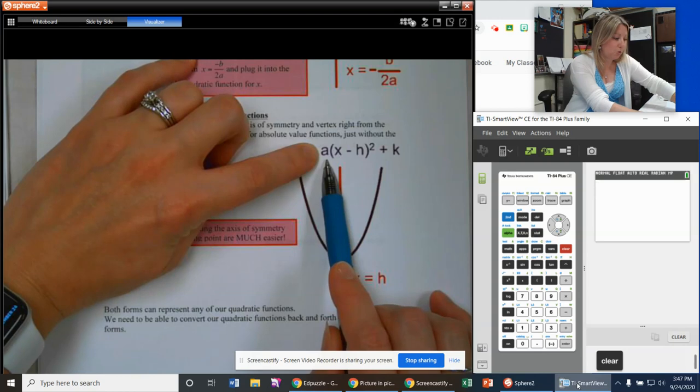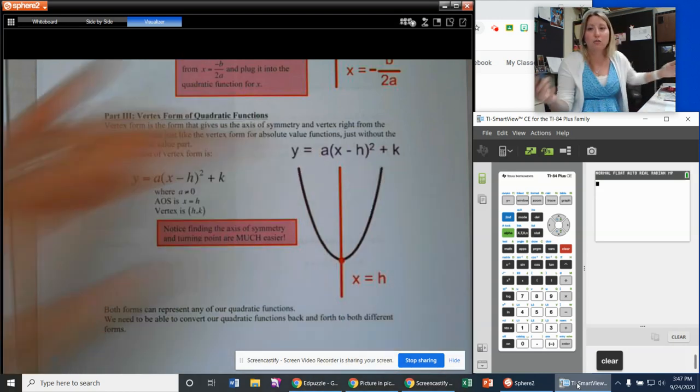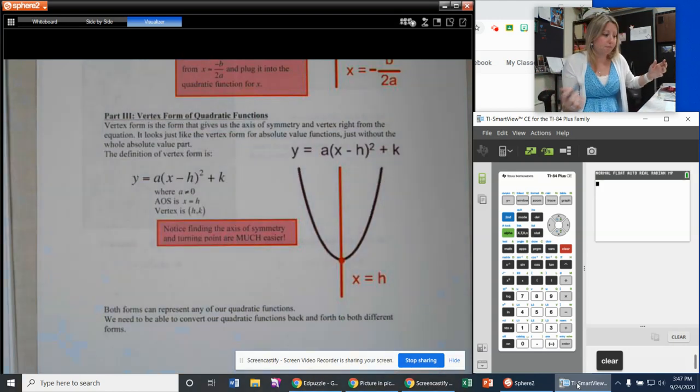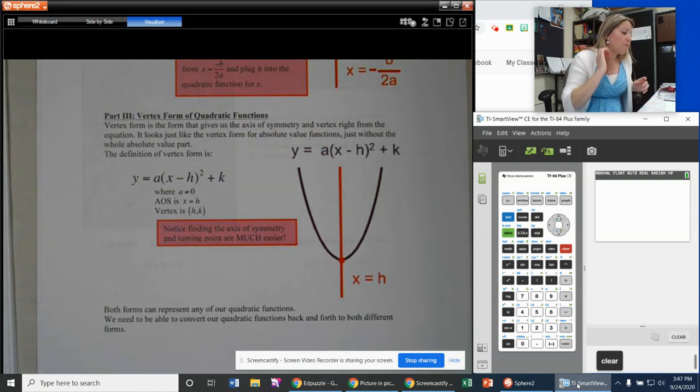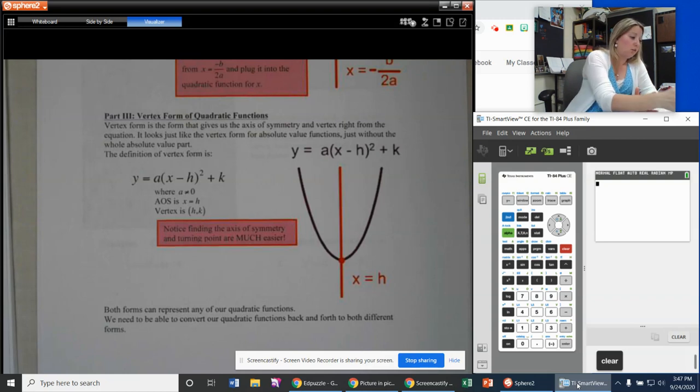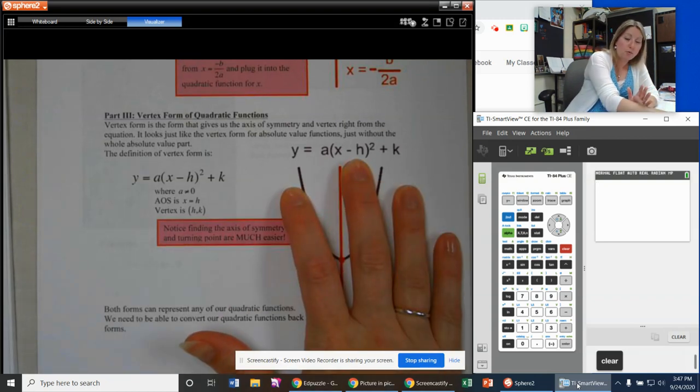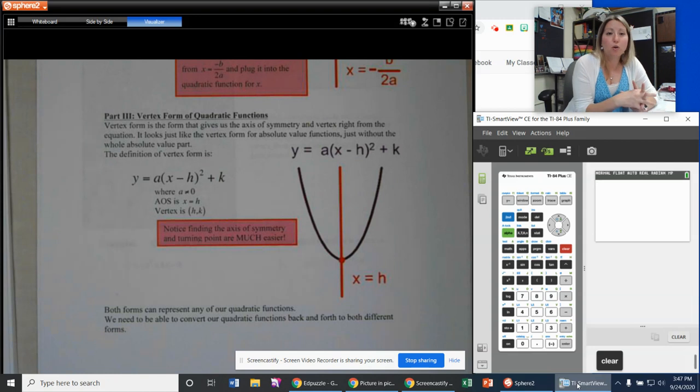This just can't be 0, because if this is 0, there's no x squared, and now all of a sudden you're just a regular line. All right, but finding the axis of symmetry and turning point is just so much easier with this. Okay, when you're in vertex form, that part is a lot easier. There's pros and cons to each.